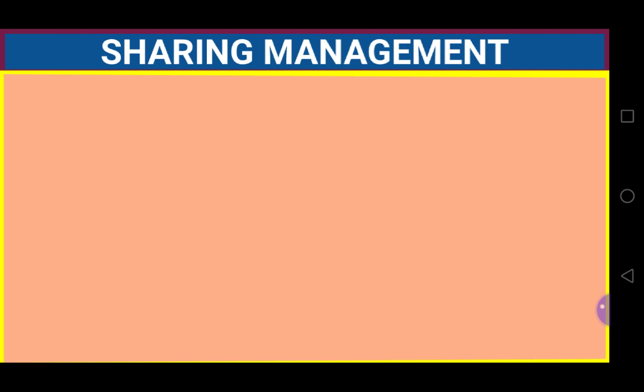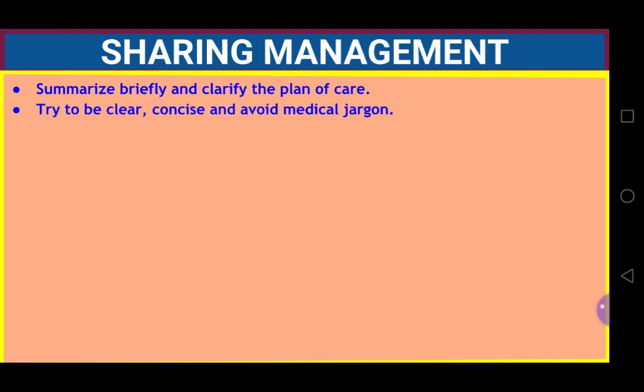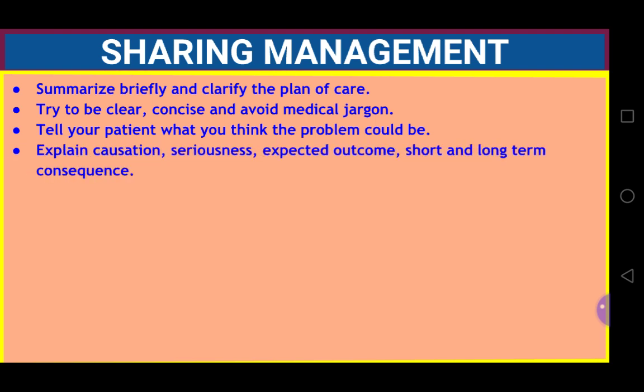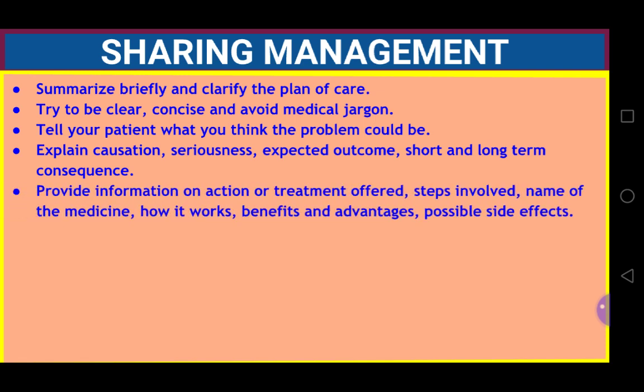So, first of all, summarize briefly and clarify the plan of care as I discussed in the first minute, golden first minute strategy. Try to be clear, concise, and avoid medical jargon. Tell your patient what you think the problem could be. You can explain causes, seriousness, expected outcome, short and long term consequences. Provide information on action or treatment offered, steps involved, name of the medicine, how it works, benefits, advantages, and possible side effects. And most importantly, in sharing management, you have to use the chunk and check technique.